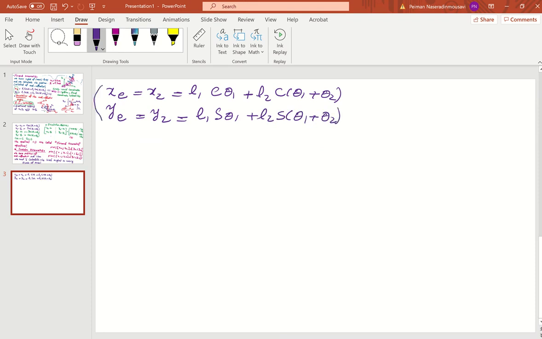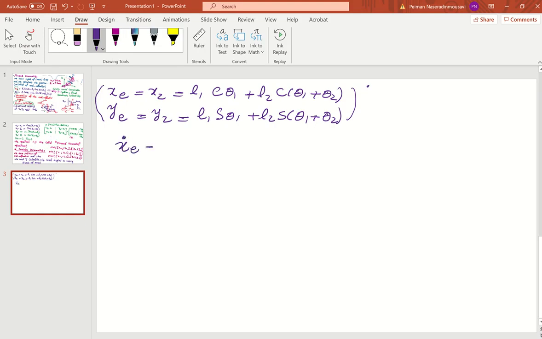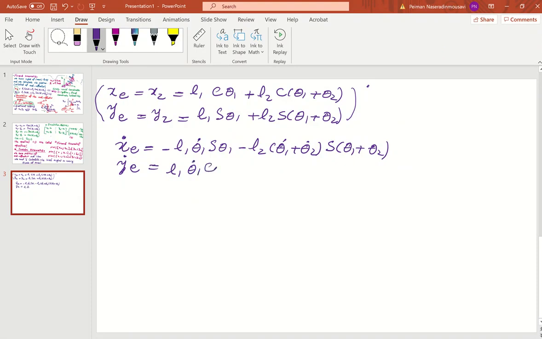Right? Now I'm taking the time derivative of both sides, guys. So you have x dot, meaning the velocity in the x direction of the end effector, is minus L1 theta dot 1 sine theta 1 minus L2 (theta dot 1 plus theta dot 2) sine of theta 1 plus theta 2. This is from algebra in high school. So the velocity of the end effector in the y direction is going to be L1 theta dot 1 cosine theta 1, because the derivative of sine is cosine, plus L2 (theta dot 1 plus theta dot 2) cosine of theta 1 plus theta 2.